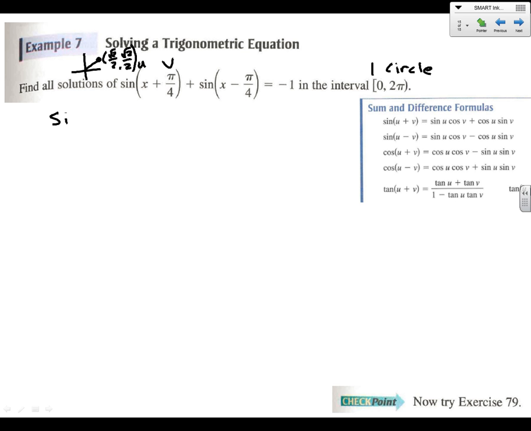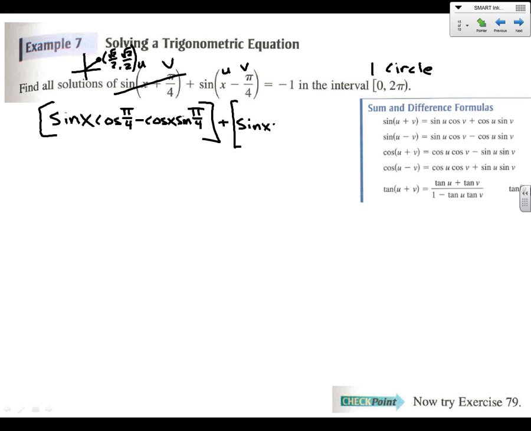So sine x cos pi over 4 minus cos x sine pi over 4. Alright, so that's the first one. We've done this one. And then plus, we'll do it again. Sine, this is our new u and our new v. Sine of x cosine pi over 4. And it's a minus function, so again we're going to subtract minus cos x sine pi over 4. Let's clean it up.